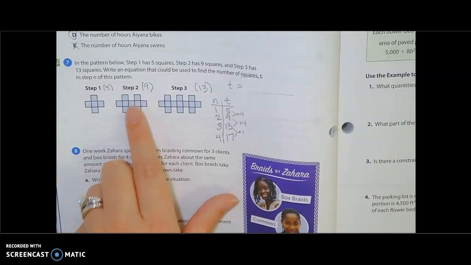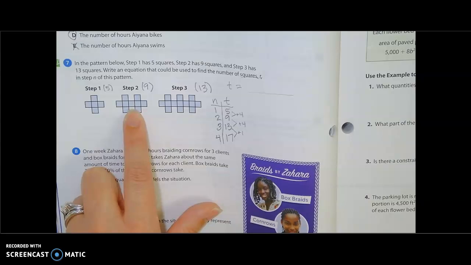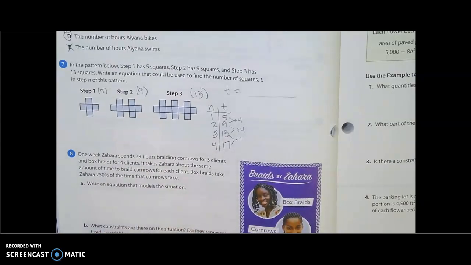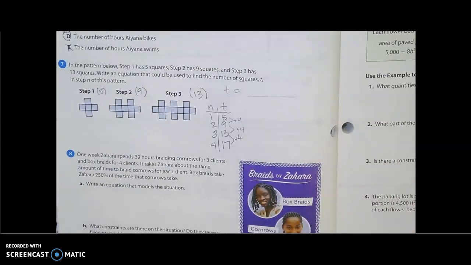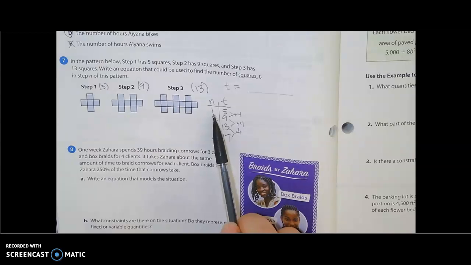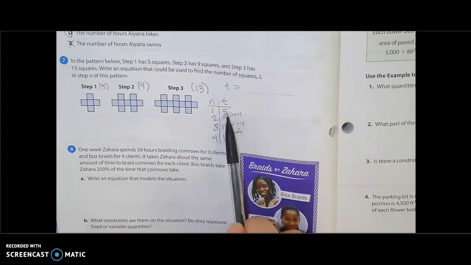Here we added another 4 because this is the same. And so there are multiple ways we can go about this. But, oh, I put +1. I wanted +4 there. Silly Mrs. Cartwright.